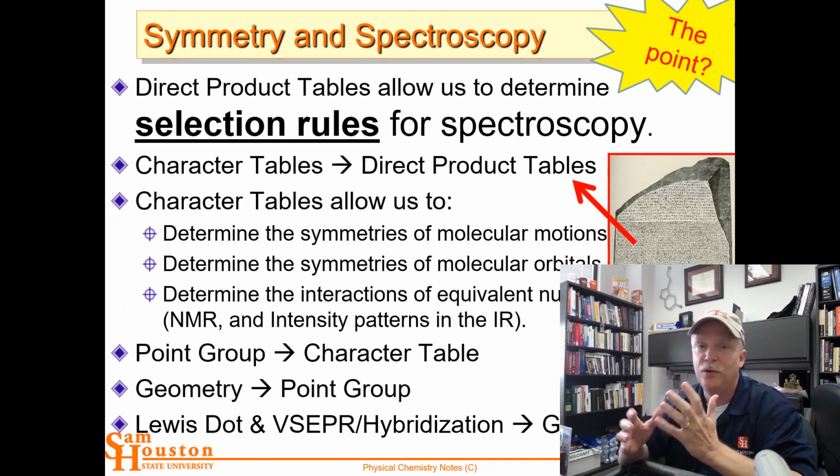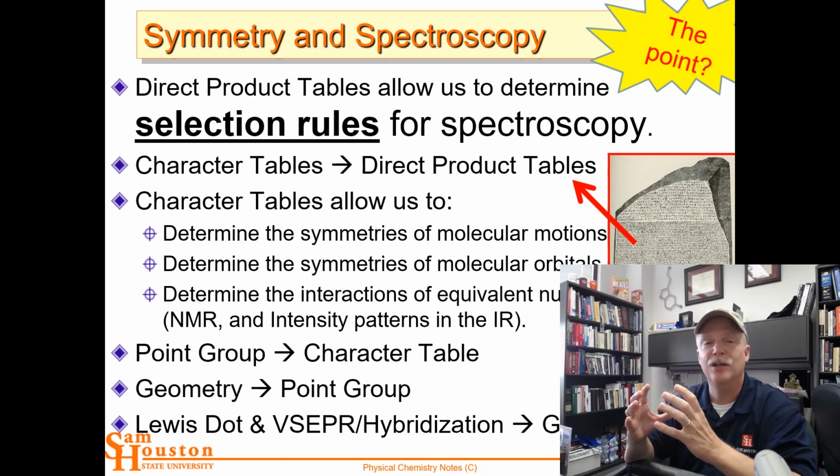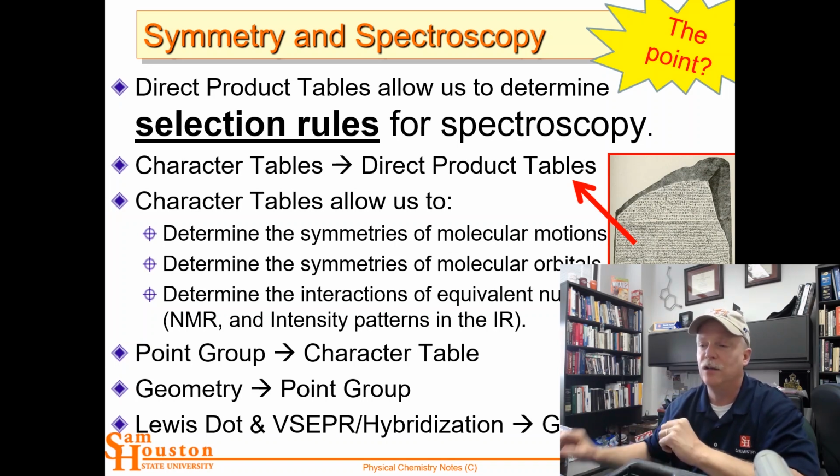Once you have the point group, you get the character table. And you get all the symmetry species of the motions, the molecular orbitals, etc. And the direct product tables tell us how those different molecular motions or molecular orbitals will interact with light. And once we know the direct products, we get the even or odd functions in the integral result, we can determine whether that transition is going to be allowed or forbidden by symmetry. So this is the whole scheme of spectroscopy, tying a spectrum and its selection rules all the way down to the Lewis dot formula.